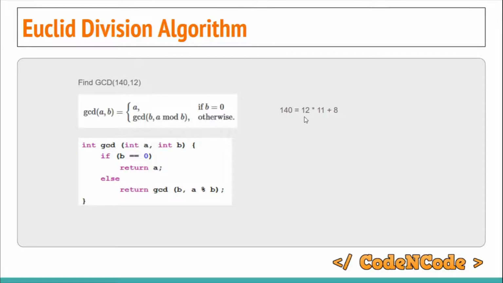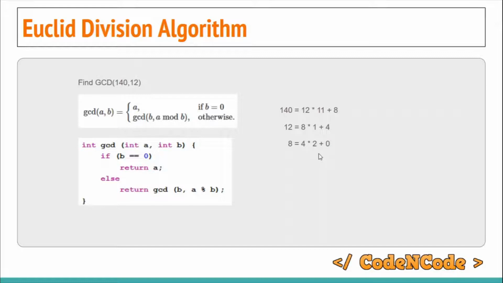Now in the next step, what happens? The divisor becomes the number and the remainder becomes the divisor. So now 12 becomes the number and 8 becomes the divisor. 12 can be written, using Euclid division lemma, as 8 into 1 plus 4. Now 8 would become the number and 4, that was the remainder, would become the divisor again. As soon as you get 0 as remainder, you know the divisor is actually their HCF or GCD. So 4 is your result.